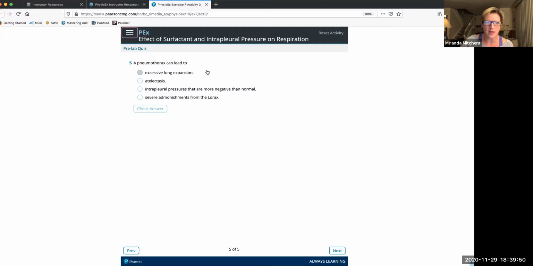And then a pneumothorax is able to lead to lung expansion. No, that's the opposite. Atelectasis, that it does. Interpleural pressures that are more negative, or the need for Lorax. So it is choice B.